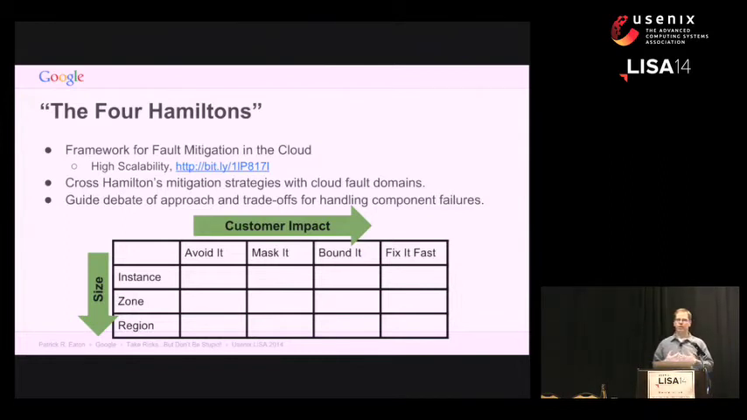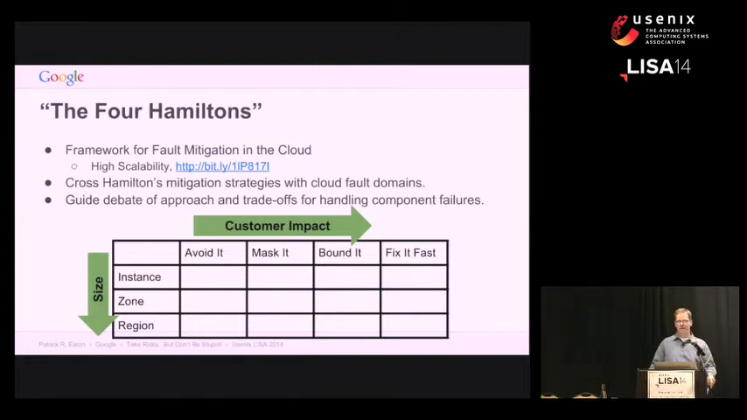something interesting. We crossed Hamilton's fault mitigation strategies with the cloud fault domains, and now we had a framework for discussing potential system faults, solutions, and their cost. At Stackdriver, we referred to these lovingly as the 4 Hamiltons. So how did we use this?